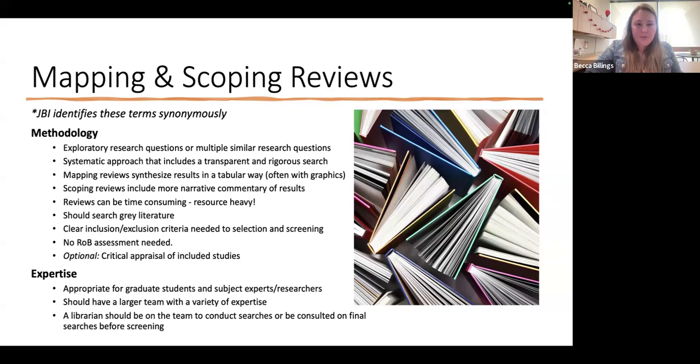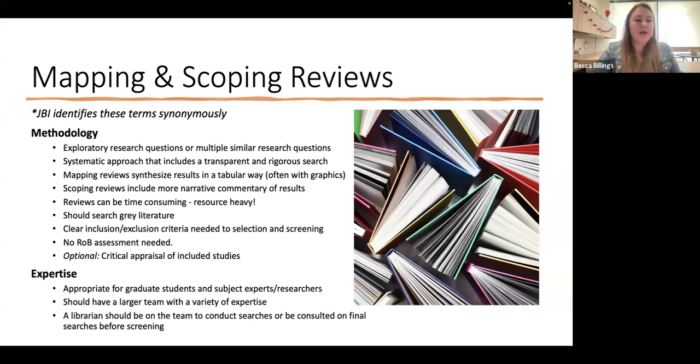Now, these are going to be resource heavy. You're going to end up with a search that yields thousands of articles in most cases, so be prepared for that. You want a bigger team for scoping reviews and mapping reviews, and going forward systematic reviews, because they can be very resource heavy.